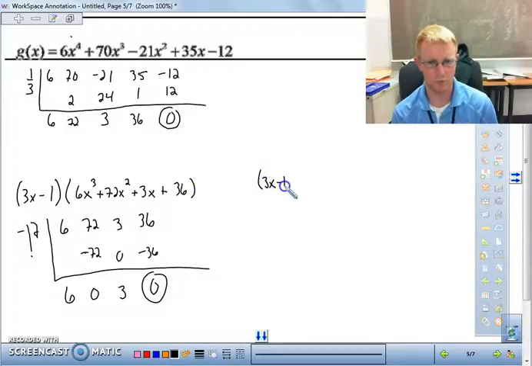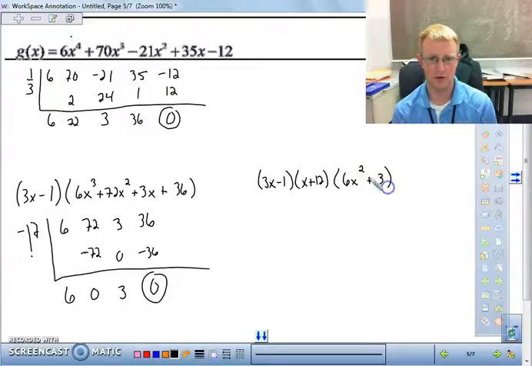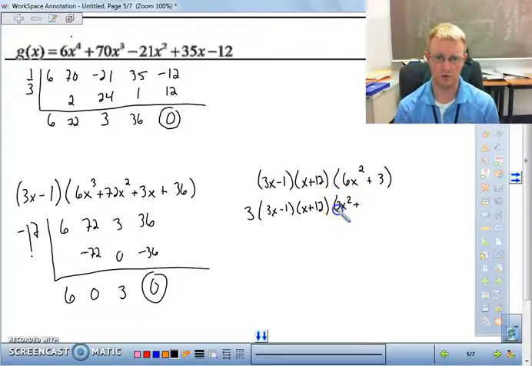We have 3x minus 1, we have x plus 12, and then we are left with a quadratic here, which is 6x squared plus 3. And again, you could factor out a 3 here, so it's going to end up being 3 on the outside, 3x minus 1, x plus 12, and then 2x squared plus 1 in parentheses.